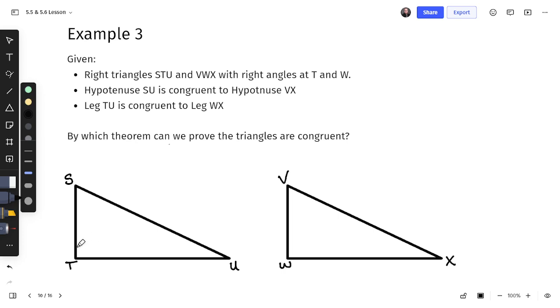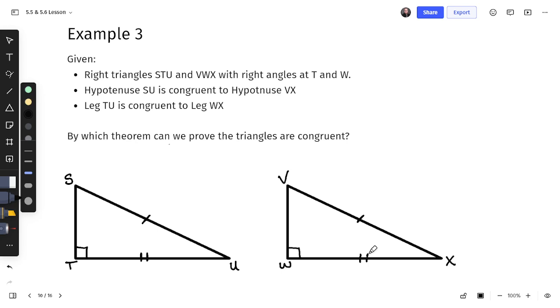They also tell us that T and W are right angles. They tell us that the hypotenuse SU is congruent to the hypotenuse VX. We'll mark those two congruent. And they tell us that the leg TU is congruent to the leg WX. So the bottom of our first triangle is congruent to the bottom leg of our second triangle. And it asks by which theorem we can prove the triangles are congruent. This is a classic case of the hypotenuse-leg theorem at work.